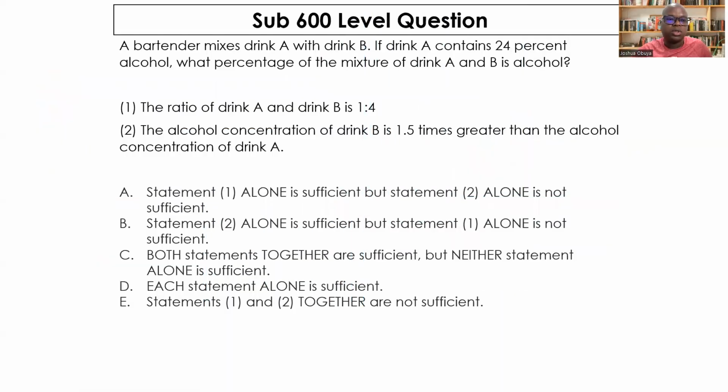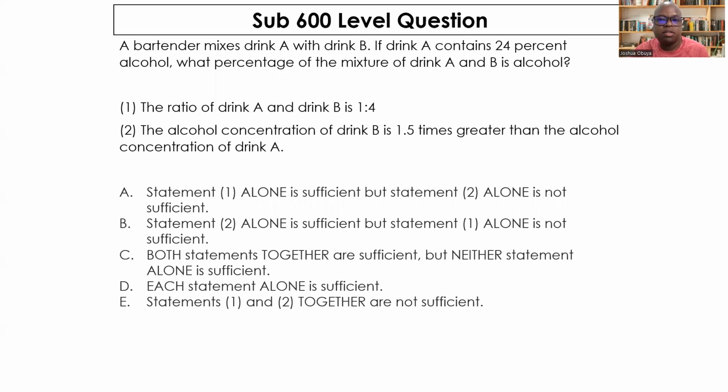So let's look at another question. A bartender mixes drink A with drink B. If drink A contains 24% alcohol, what percentage of the mixture of drink A and B is alcohol? That is the question we've been asked. Statement 1: the ratio of drink A to drink B is 1:4. Statement 2: the alcohol concentration of drink B is 1.5 times greater than the alcohol concentration of drink A.